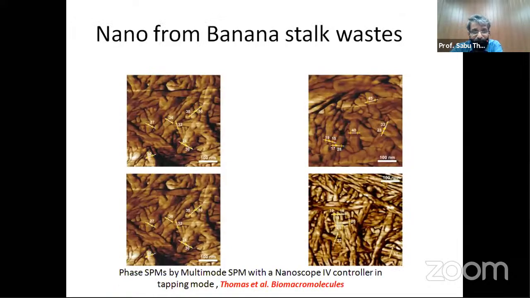Look at the work of Bibin. He's now in Brazil. He made a beautiful nanocellulose from banana stock. These are the sizes. If you look at the width of this nanofiber, the thickness or diameter of this fiber is in the range of 30 or 35 nanometers, and the length is a bit longer. Length could be around 150 or 200 nanometers.